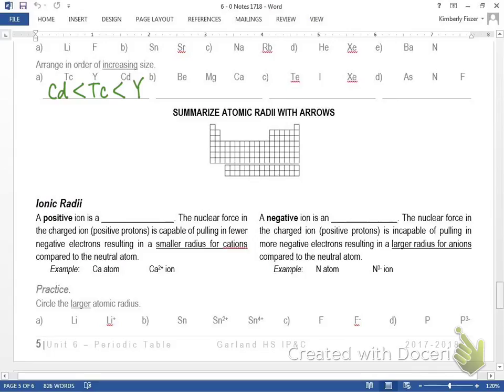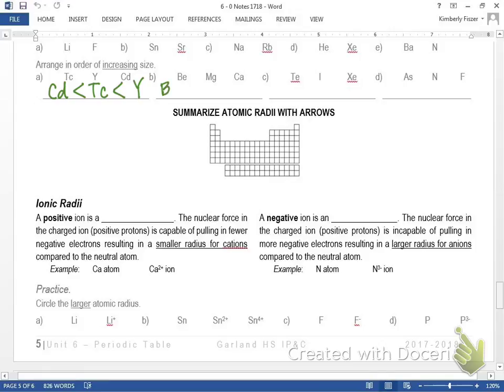Okay? So, beryllium, magnesium, and calcium. Find those three. I need to find the smallest one. Which one is the smallest? First off, what pattern are we looking at? A up and down or a side to side? Up and down. So where are my small ones? On the up or on the down? On the up. So who's the most up?